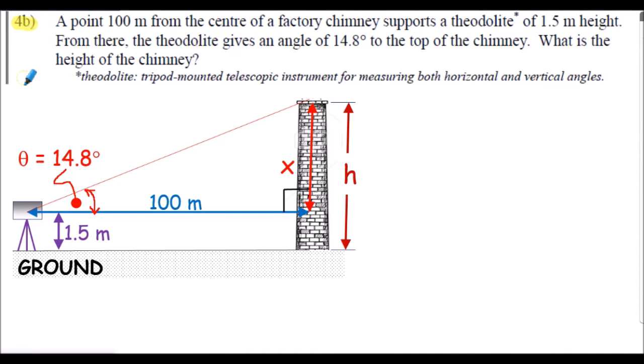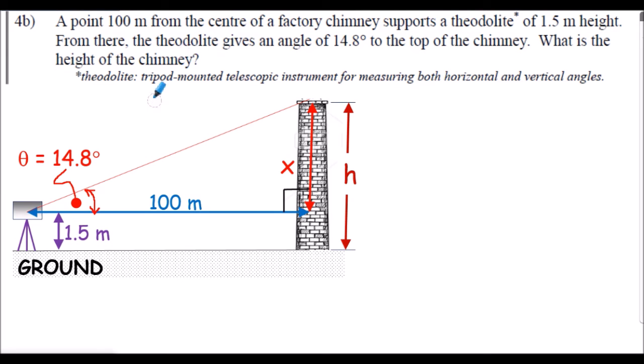Question 4b, a slightly more complicated question in the way it's described. A point 100 meters from the center of a factory chimney supports a theodolite of height 1.5 meters. A theodolite is a device used when surveying various landscapes. If the theodolite gives an angle of 14.8 degrees to the top of the chimney from this position, we've got to find the height of the chimney. So in the sketch below, I've tried to highlight the information given to us.